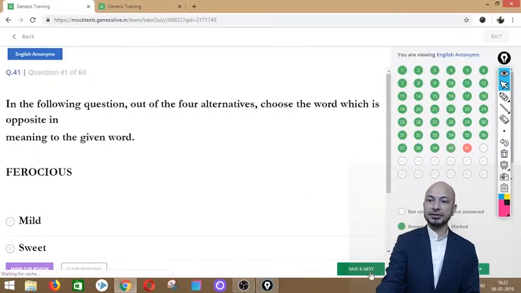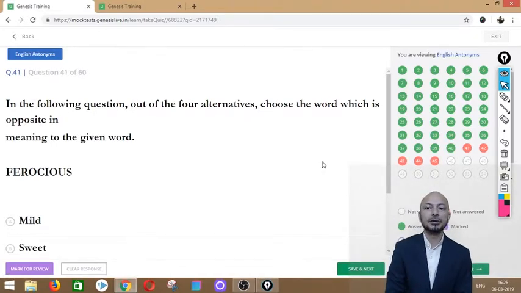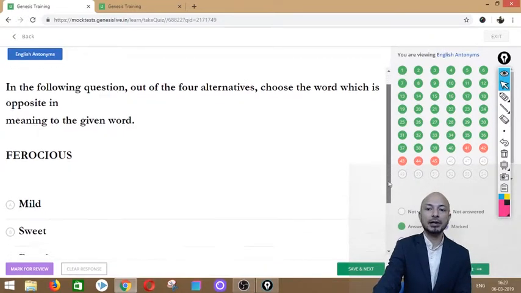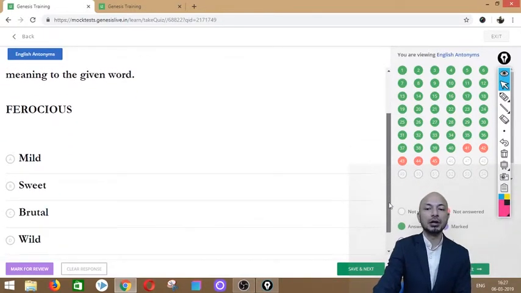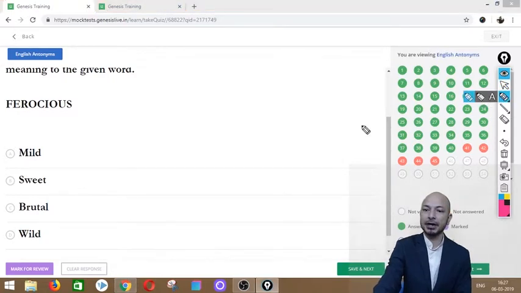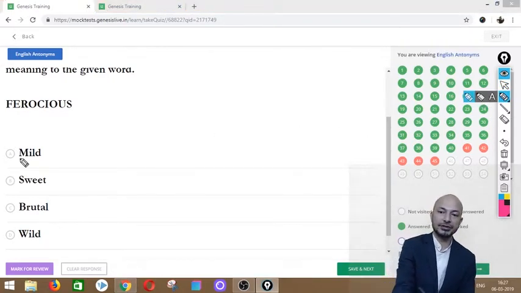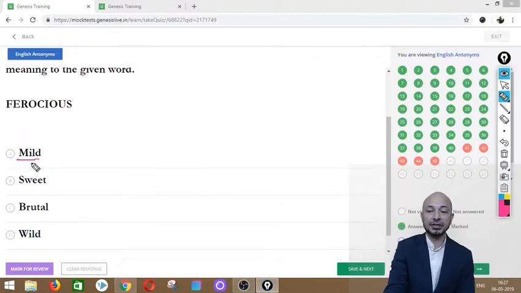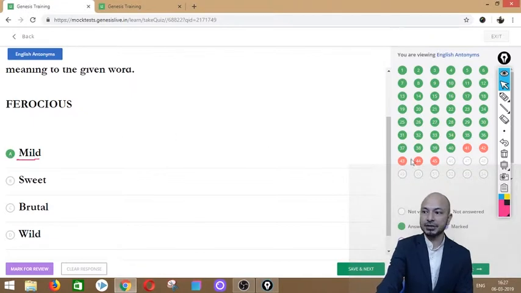Then we say next. So coming to question number 41, the word given is ferocious, and the options given are mild, sweet, brutal, and wild. And the right antonym is option A, which says mild. Now, ferocious is something which is very savage, very strong, very violent, and mild is something which is not violent or not ferocious. So the closest antonym we have is mild. We click option A and go to the next question.